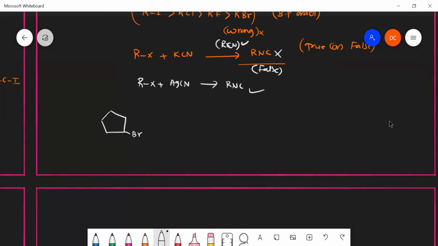Suppose here one Br is there, and CH3ONa I have taken, and I'm using aprotic solvent. You just predict whether it is an SN1 reaction, SN2, or E1 or E2 reaction. In which reaction is this reaction possible? SN1, SN2, or E1, E2? What are all the clues?